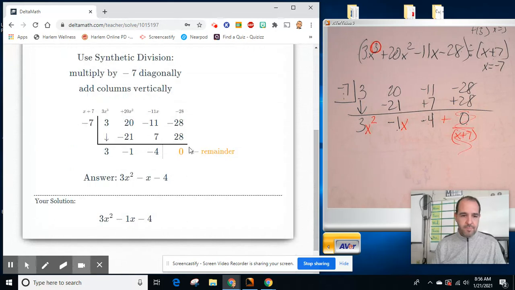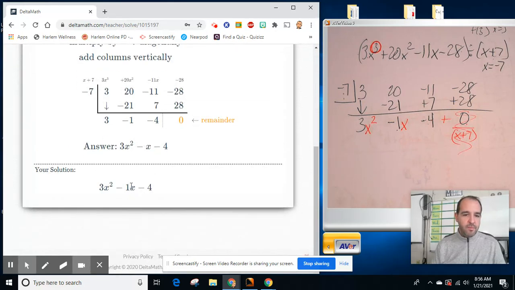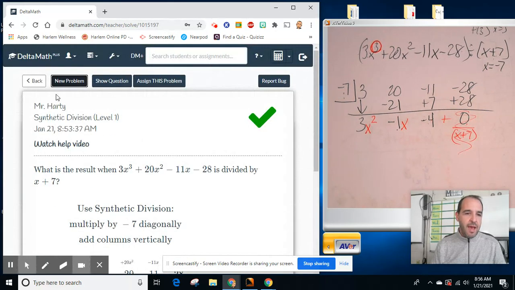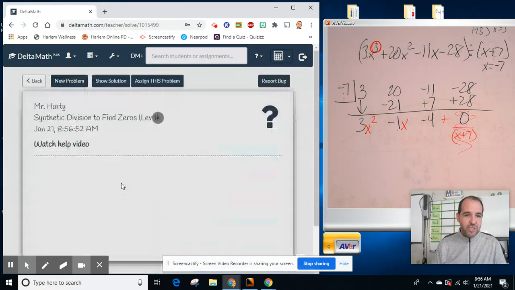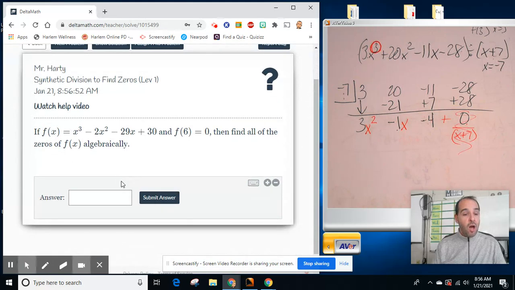And again, there's the work through. I put 1, they didn't matter. We're all good. Synthetic division defines zeros. Oh, okay.